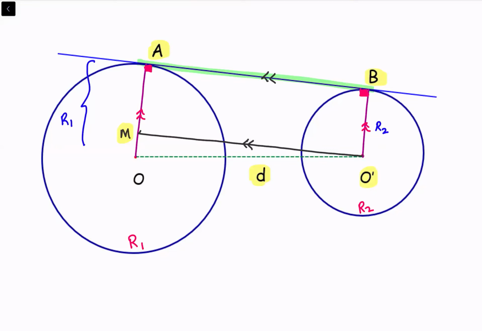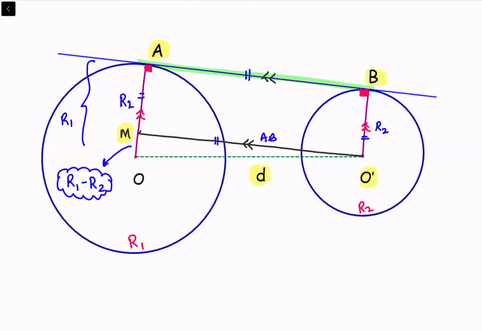This figure is a parallelogram because opposite sides are parallel and thus the opposite lengths are equal. We can say that AM is nothing but R2. If AM is R2, then OM is nothing but R1 minus R2. Also, opposite sides are equal. So AB is equal to O dash M, right? This is equal to AB.